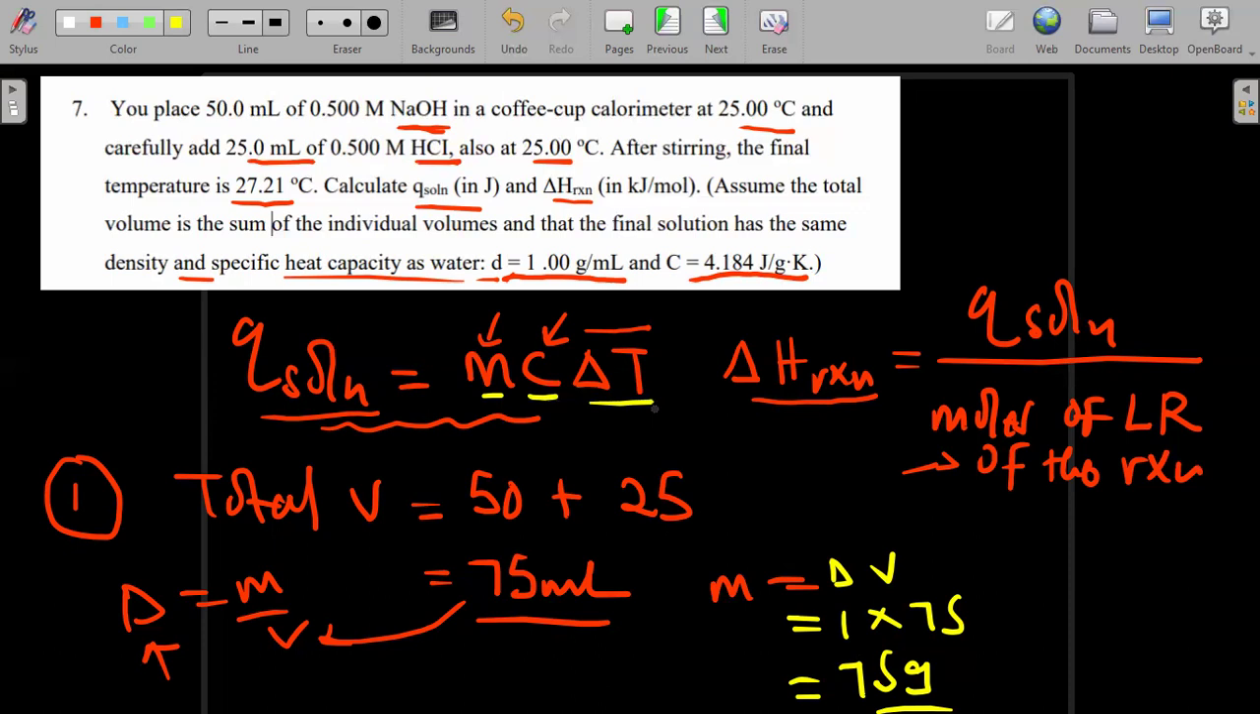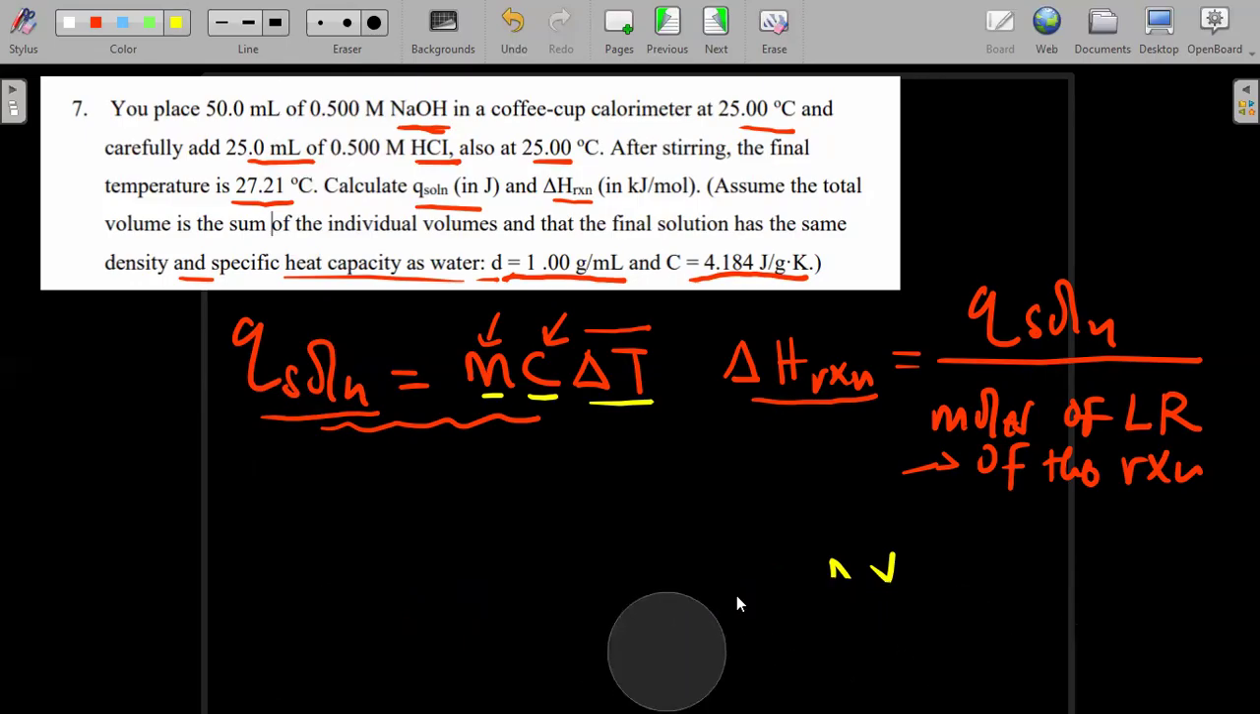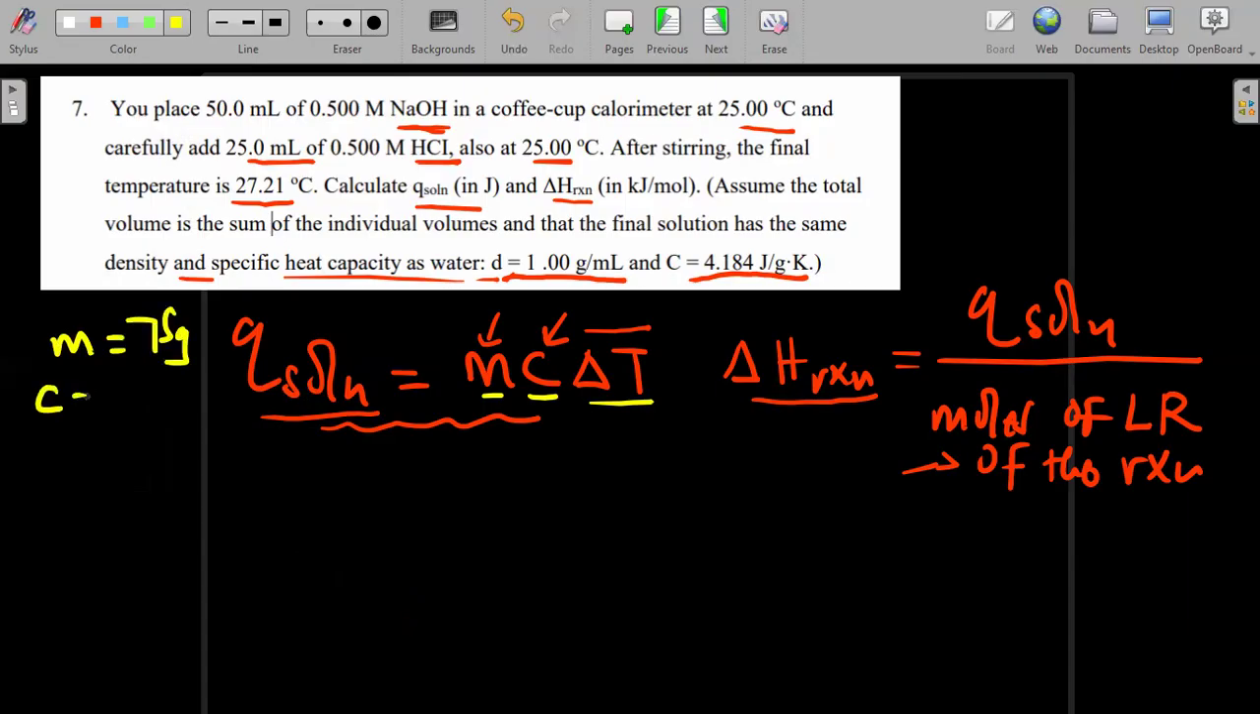So we have the mass, we have the specific heat capacity. We are remaining with the change in temperature. Let me create some space here, and then we can calculate the change in temperature. So I'll put my mass here. My mass is 75 grams. My specific heat capacity is 4.184. So how do we calculate the change in temperature?